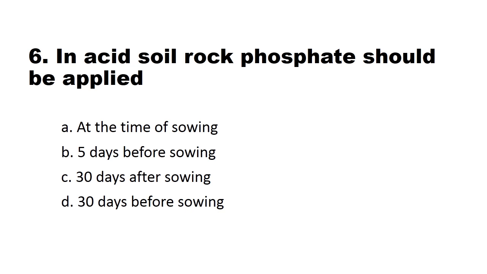Question number 6. In acid soil, rock phosphate should be applied. Option number A, at the time of sowing. Option number B, 5 days before sowing. Option number C, 30 days after sowing. And option D, 30 days before sowing. And the right answer is 30 days before sowing. In acid soil, rock phosphate should be applied 30 days before sowing.